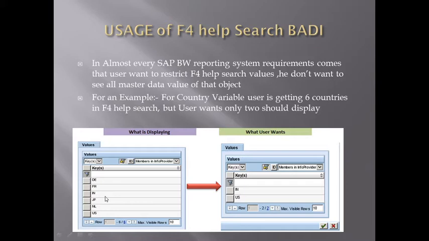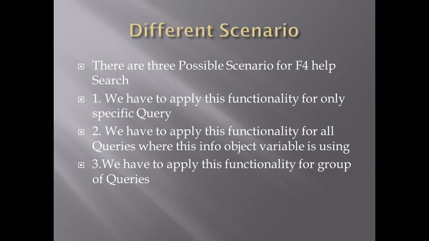develop through this BAdI. Okay, for a practical case study, I am showing you what is displayed. I have created one query. In the query, country is the variable. In this variable 6 countries are coming in the pop-up screen, but the user actually wants two, India and the US. Okay, so this is our case study which we will see in our step by step implementation.